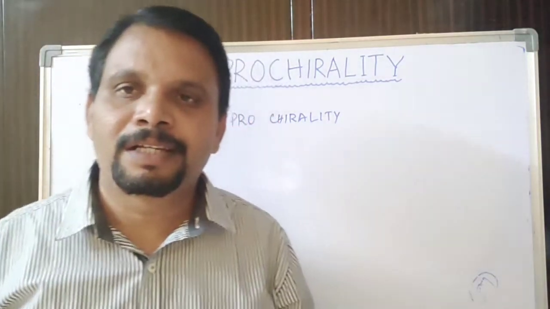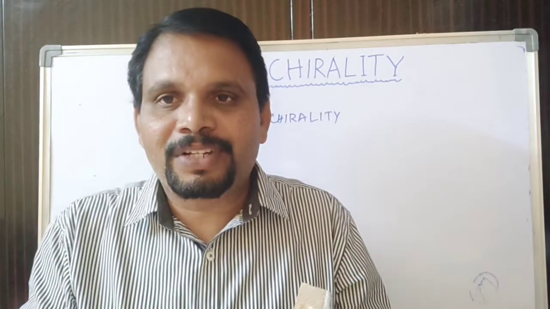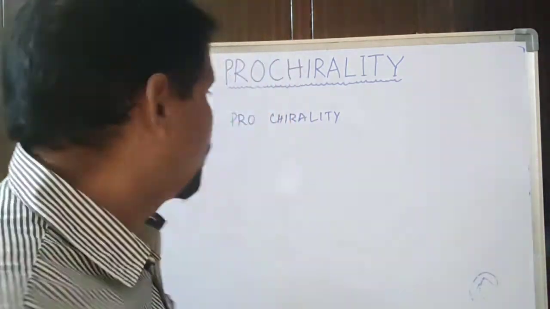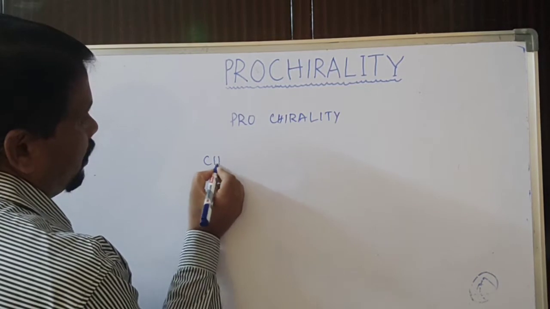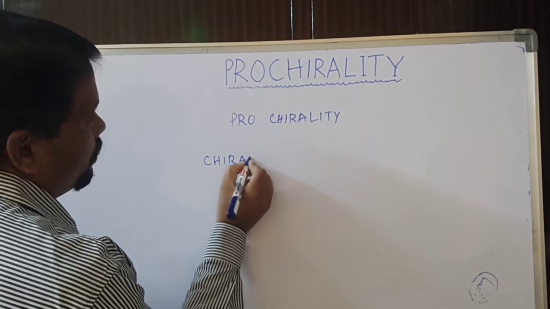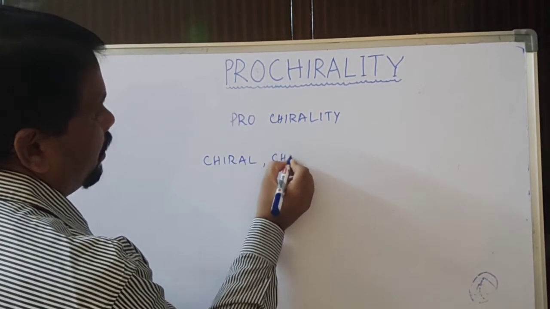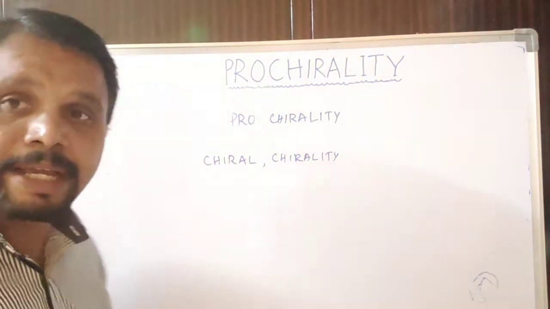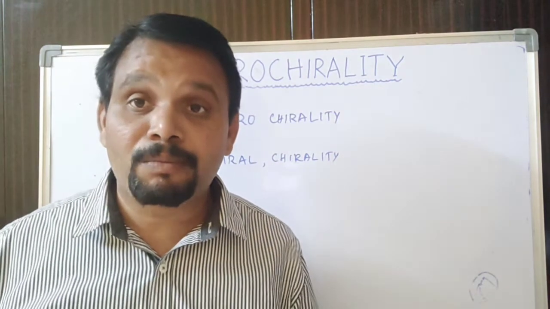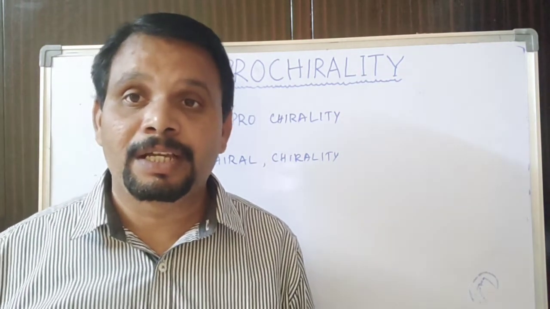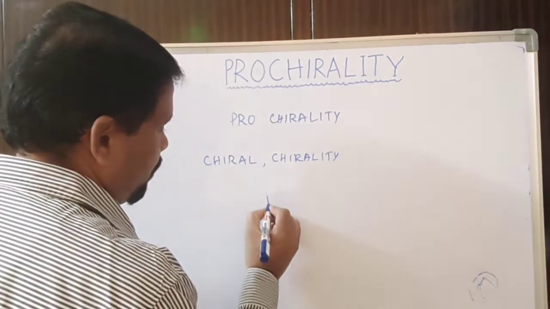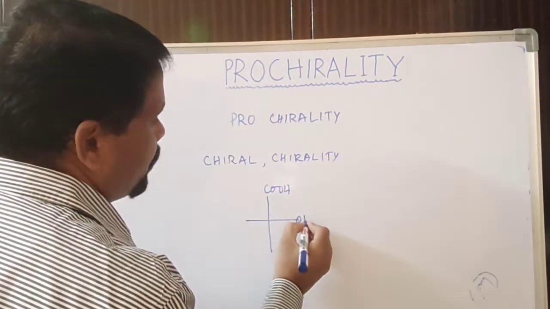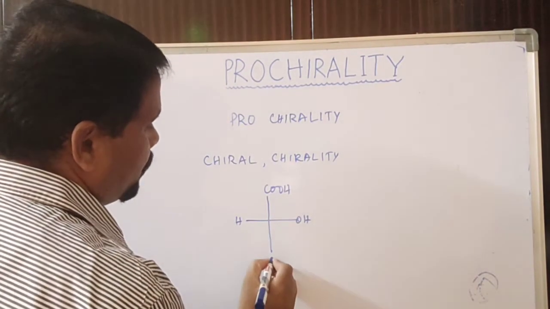Pro means the before step. Chirality means you know about chirality. Chiral and chirality, you need to understand these words. What is a chiral molecule and what is chirality? I'll give you one example, the best example. With this example, it is easy for you to understand chiral and chirality, right?